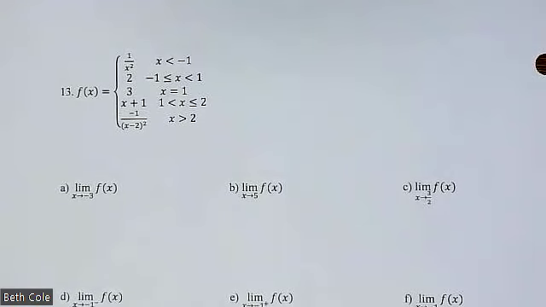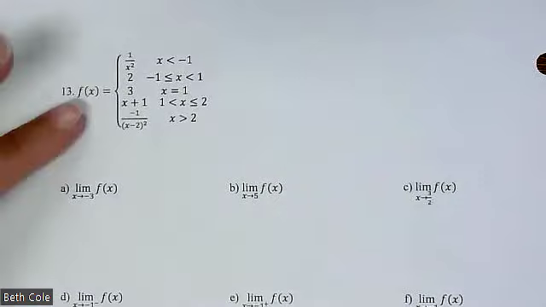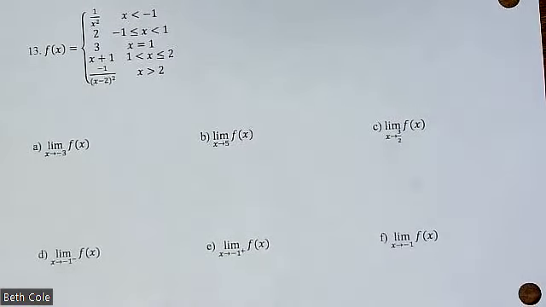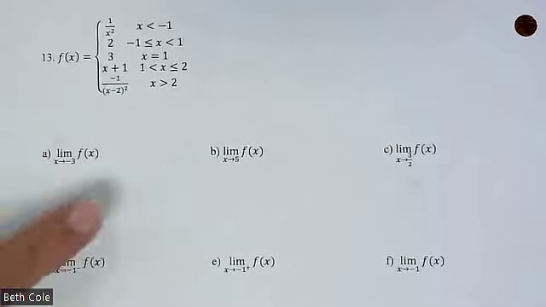So we're going to do more limits. We're going to do limits of piecewise functions. That's what we're going to do on this side. And then we're going to do the limits to infinity and negative infinity. That's the other side. So we're going to start with this one here.